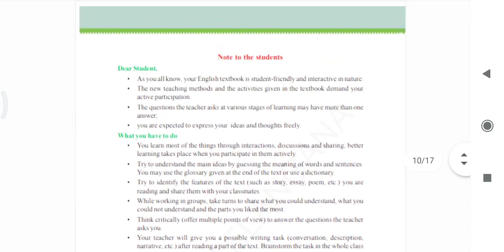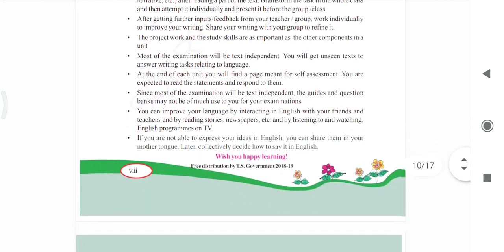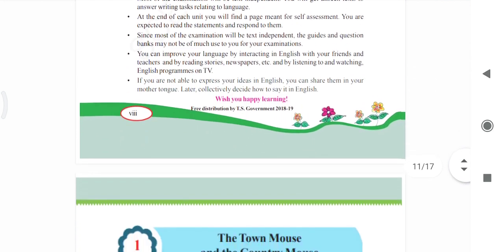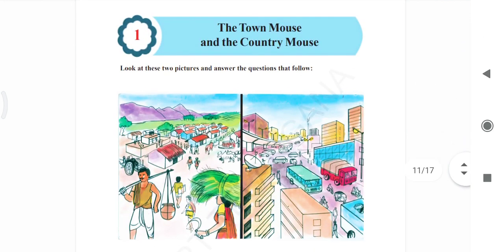A note to the students: dear students, please go through these notes. They are very much essential to know what your rights are, what you have to do, what you ought to do. This is the face sheet of unit 1 reading A. We can see the title there, The Town Mouse and the Country Mouse.